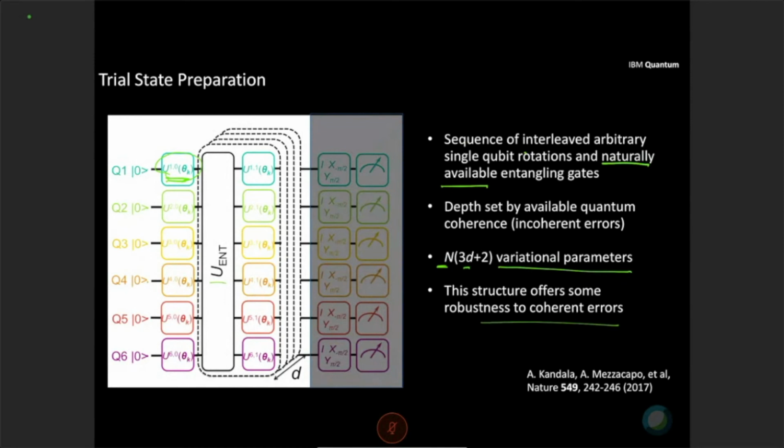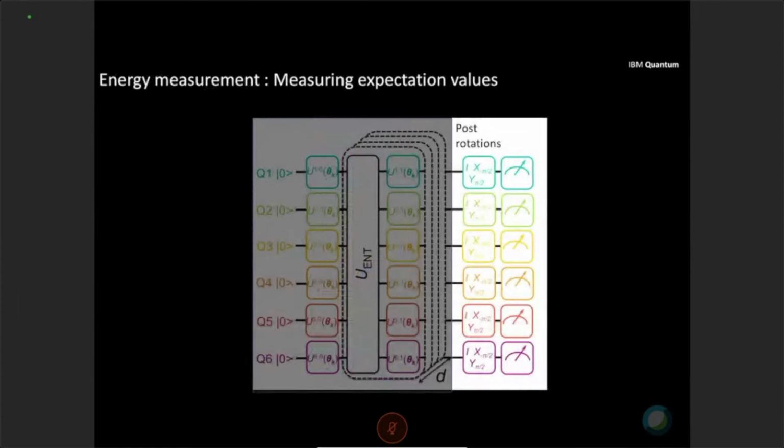And what becomes more important for these kinds of trial states are leakage errors. Of course, you still want to be in your computational subspace, but also incoherent errors. That's going to be important. Okay, so let's talk about measuring expectation values. The previous aspect was about preparing your guess state, your guess wave function, and now this part is going to be about measuring.